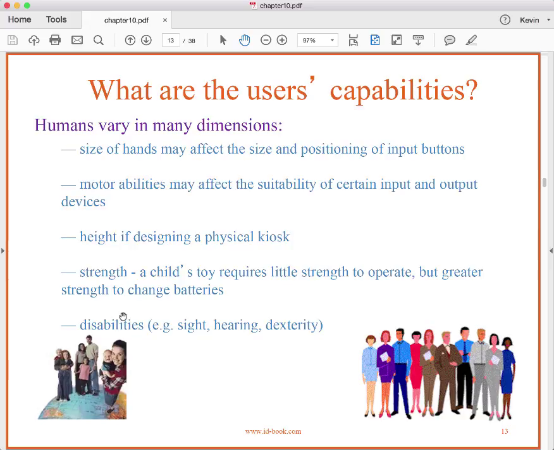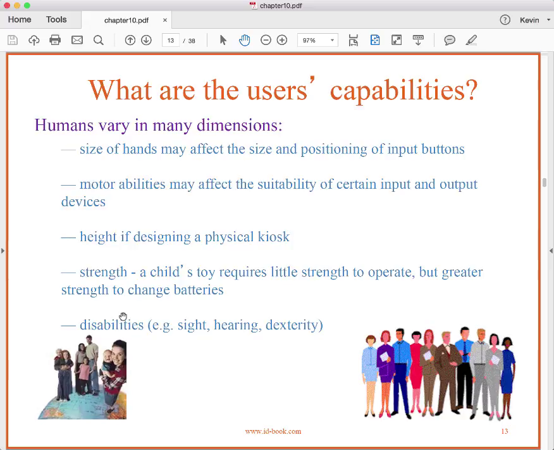We're going to have to know what is an appropriate height for something like a kiosk. We're going to have to take into mind, if we're designing a child's device, the strength that it's going to take to normally operate the device, but could we require greater strength to change the batteries? Well, yeah, we probably might want that because we don't want the batteries to get into little mouths, for instance.